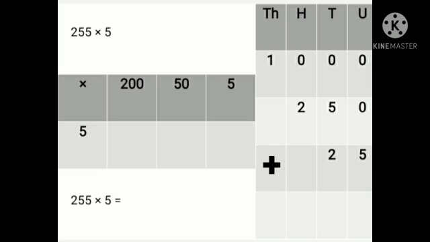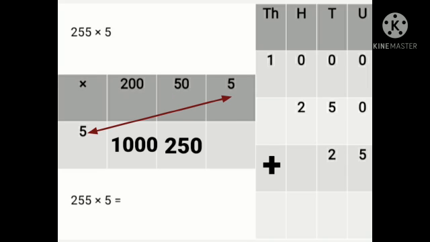255 multiplied by 5. Students, you all know how to do multiplication by lattice method. So here I have arranged the numbers to multiply by lattice method. Now come on, let's start our multiplication. 5 multiplied by 200. So 5 into 200 is 1000. 5 multiplied by 50 is 250. 5 multiplied by 5 is 25.